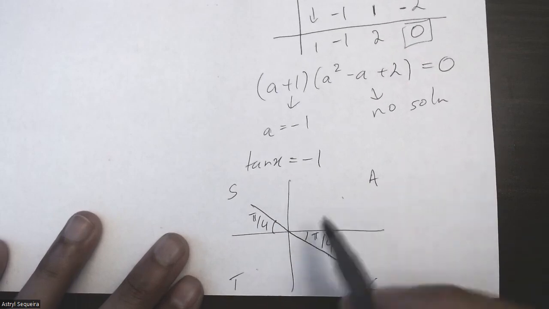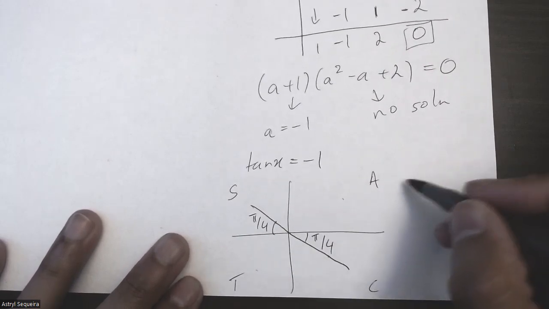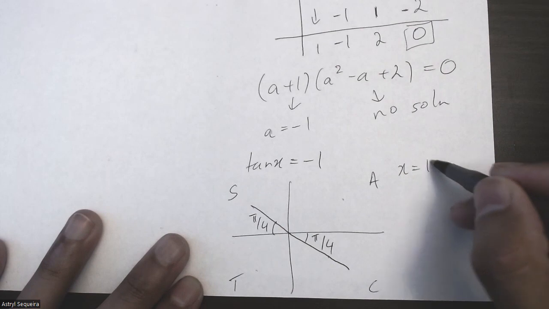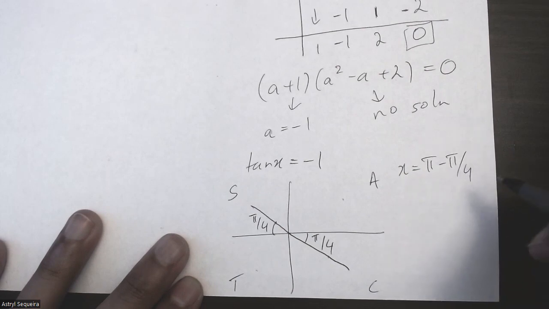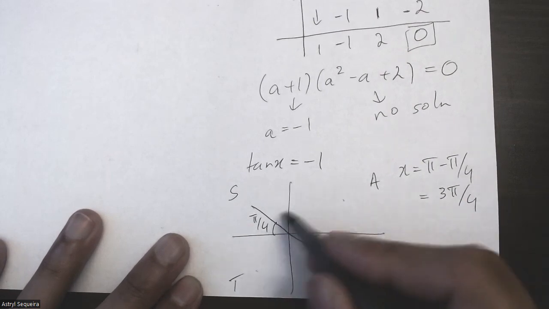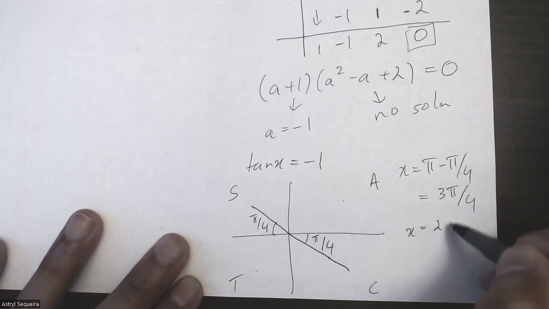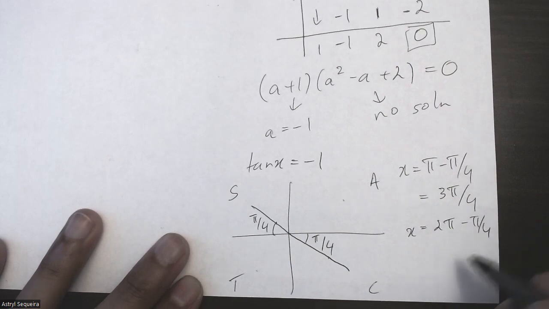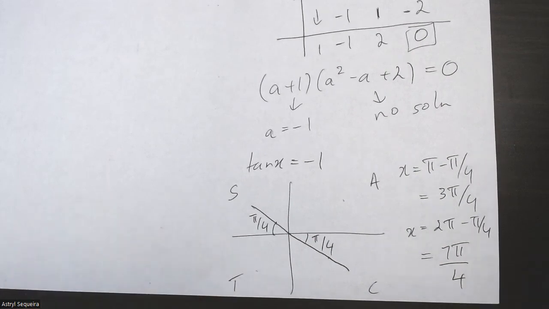And then my two solutions, my first solution is pi minus pi over 4, which is 3 pi over 4. My second solution is 2 pi minus pi over 4, which is 7 pi over 4. So only two solutions in this question. Definitely a really tough one.